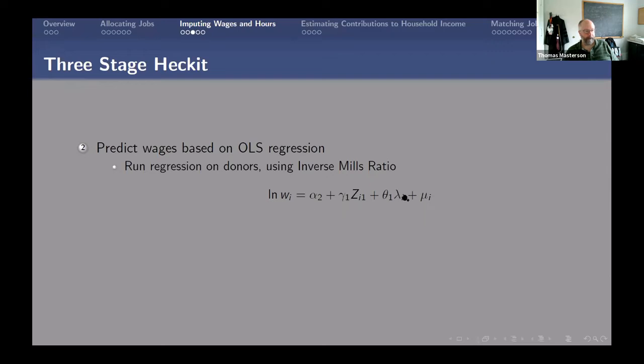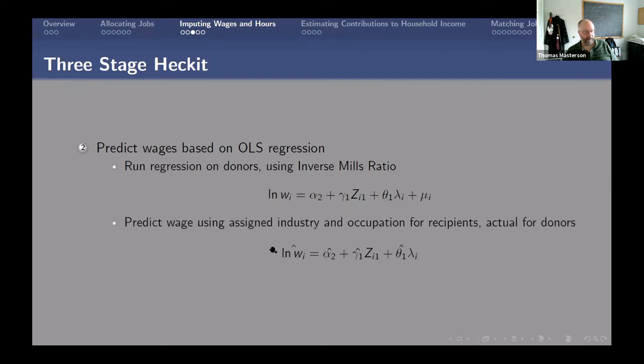Okay, so now we can predict the wage using the assigned industry and occupation for each recipient and the actual for the donor, right? So in the previous step, we would have picked the most likely industry and occupation for each recipient, and we would use that to predict their wage, along with the inverse Mills ratio, which is the sample selection bias correction. So we can use that imputed wage in the next step, okay?